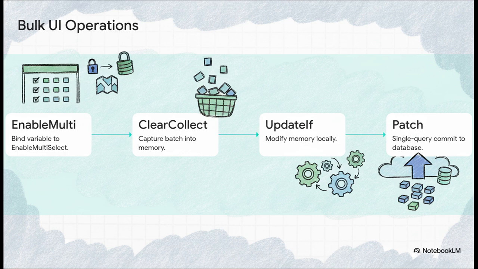Step 2, when the update button is clicked, capture the batch into memory using clearcollect, loading table.selected items into a local collection. Step 3, modify that memory locally. Use update if on the collection to alter the target field for every item simultaneously. Step 4, the single query commit. You push the entire modified collection back to your database using the patch function. This is vastly more efficient than patching items one by one inside some slow, clunky loop.